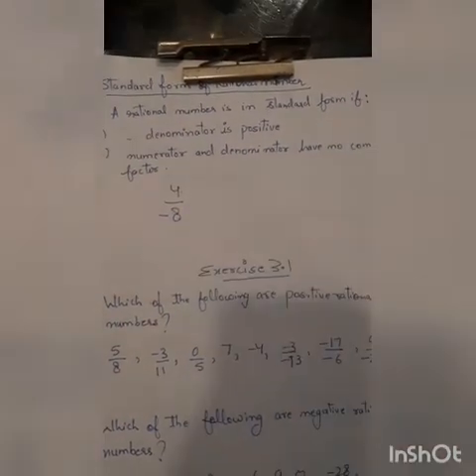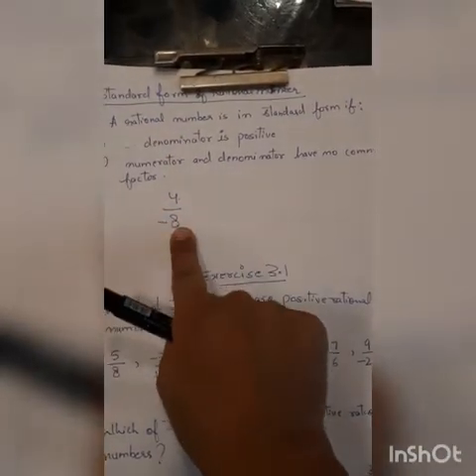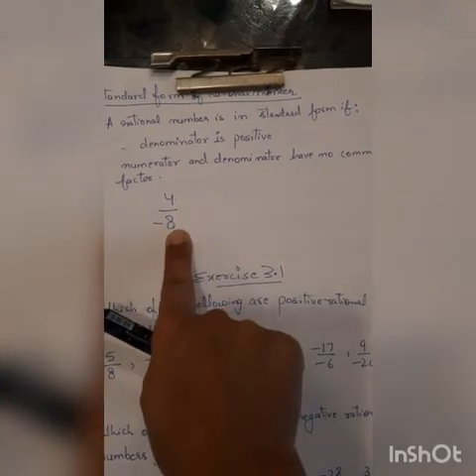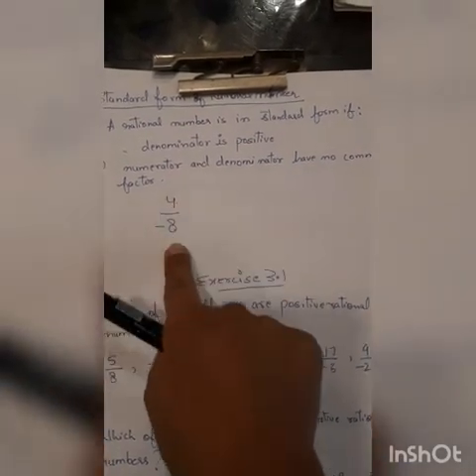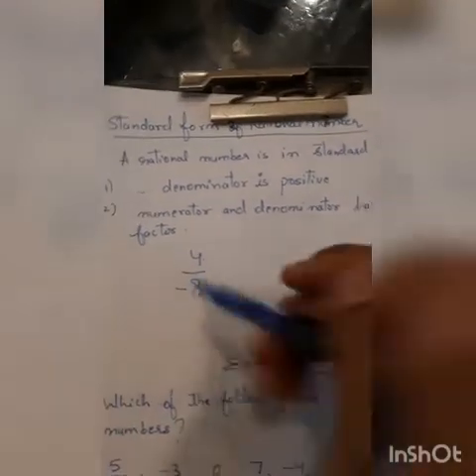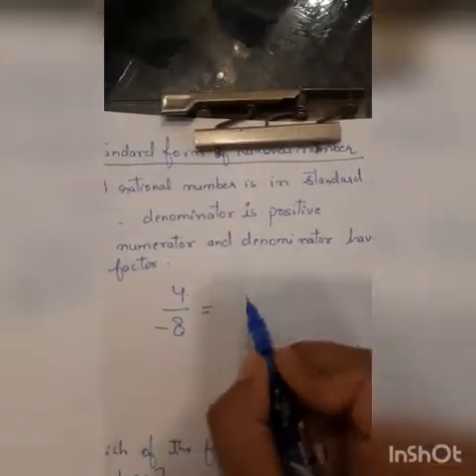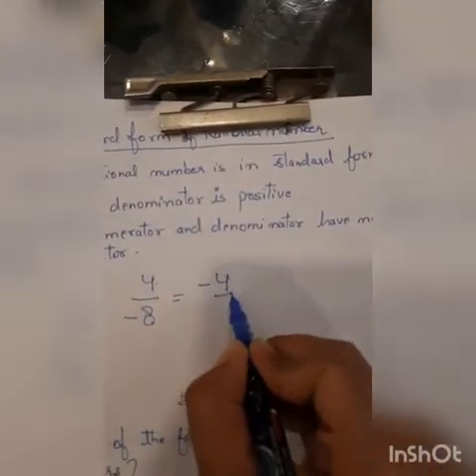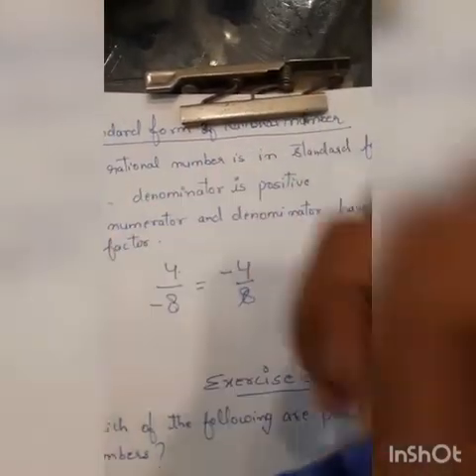Why is it a rational number? Because both numerator and denominator are integers first. Second, the denominator is not 0. This is what the definition of rational number says, that it should have both the numerator and denominator as integers and the denominator should not be 0. But it is not in its standard form because the denominator is negative. Whenever a denominator is negative, we should shift the minus sign up. Okay, we can shift the minus sign up.